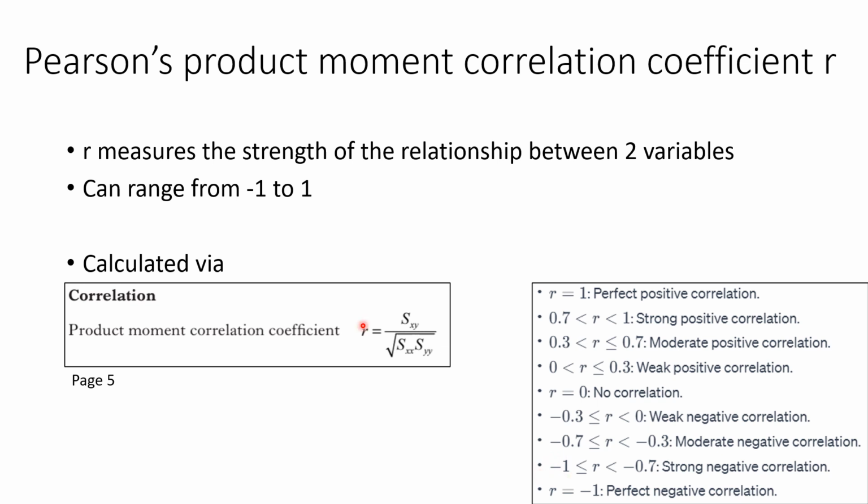And how you would calculate this is through this equation here, Sxy over the root of Sxx times Syy. And you find this on page 5 of your data booklet.